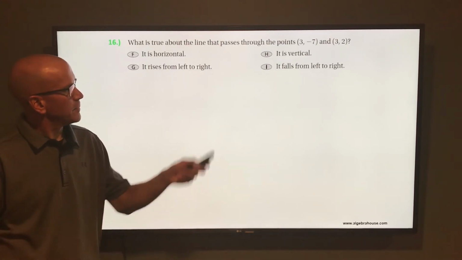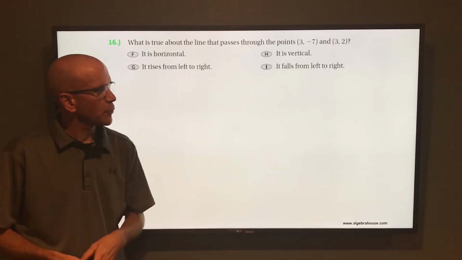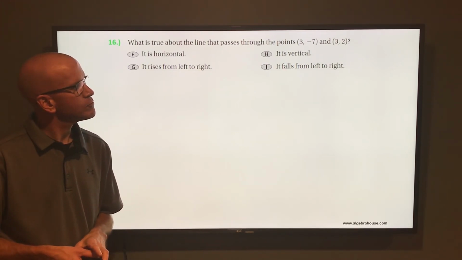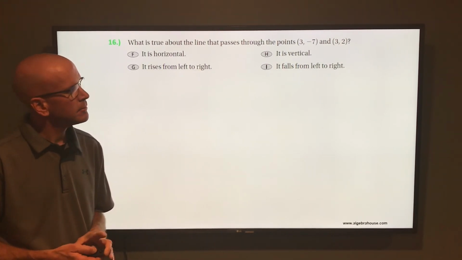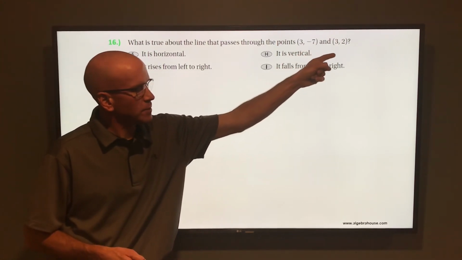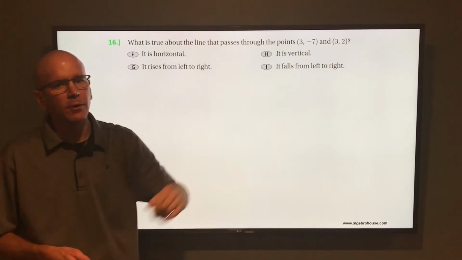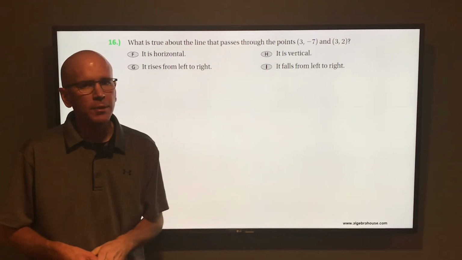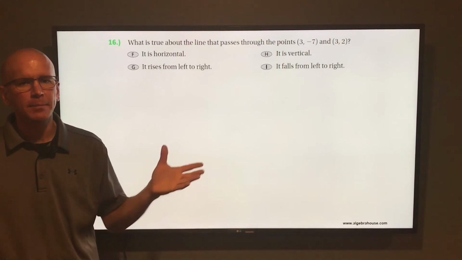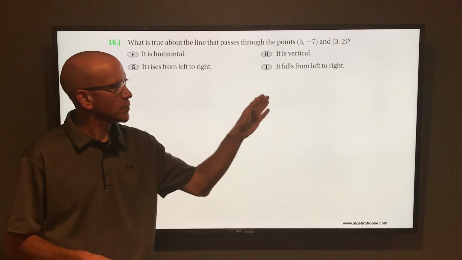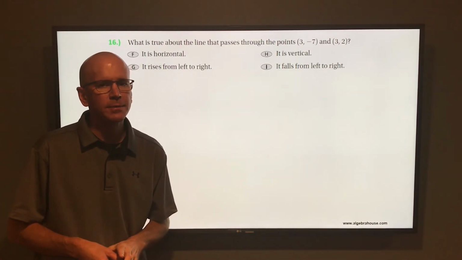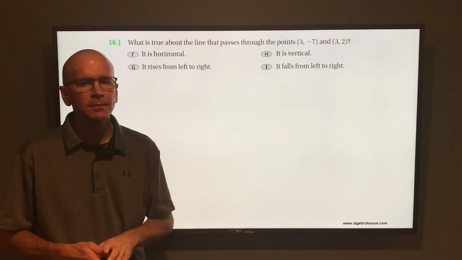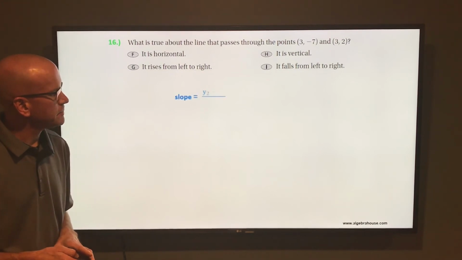What is true about the line that passes through the points (3, -7) and (3, 2)? You should already have the answer by now. Notice the x-coordinates are the same. If you remember back a while ago, when you have 2 points and a line that goes through those 2 points and the x-coordinates are the same, what type of line is it? Think about it. If the x-coordinates are the same on 2 points and the y-coordinates are different, what type of line goes through those 2 points? It's going to be a vertical line.